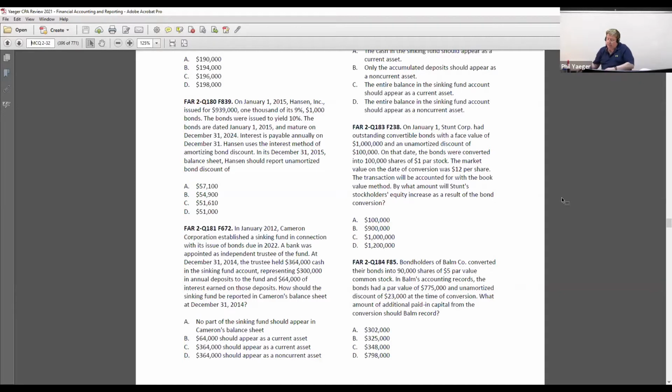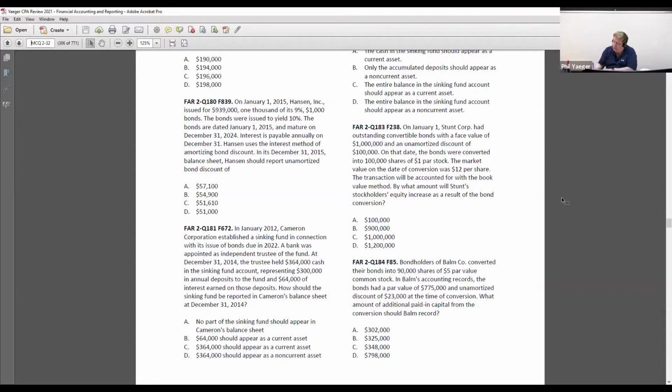It would just be one, right, because we take out the par value. The par value is 1. The APIC is $11 per share. That's the difference between the $12 market value and the $1 par value. So $11 times 100,000 shares is 1,100,000.